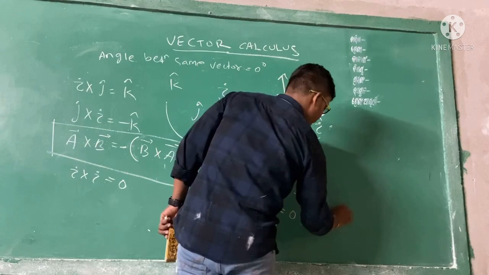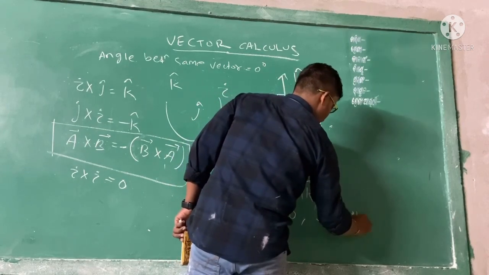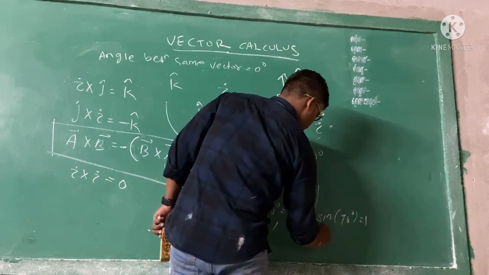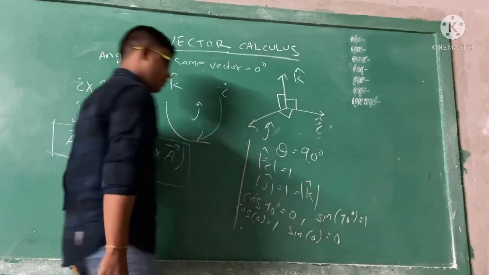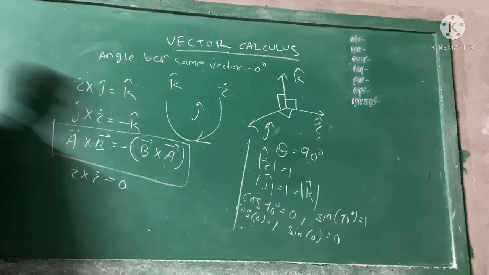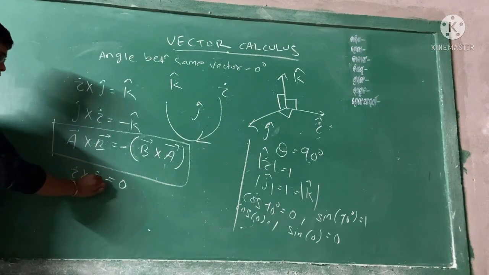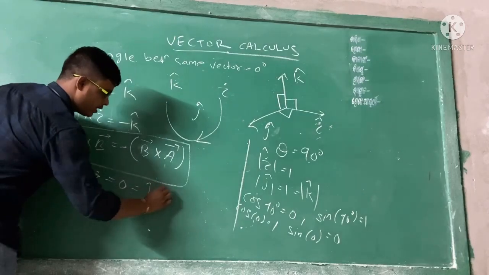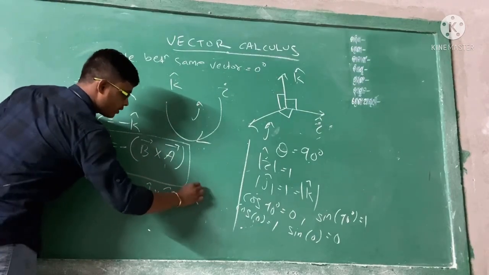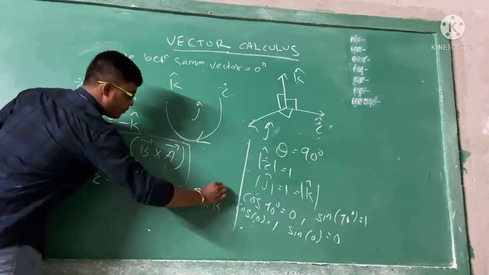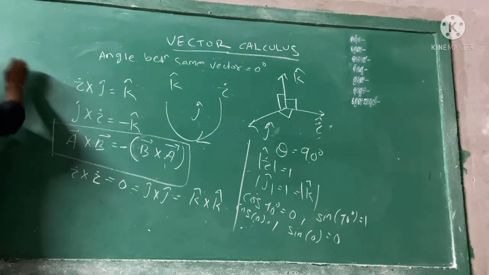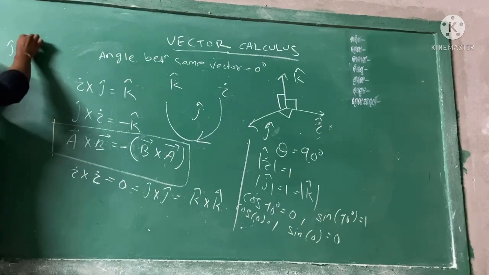The angle between i and i is 0. Sine 90 is 1 and sine 0 is 0. We also know this trigonometry. So the angle between i and i is 0, therefore sine 0 is 0. That's why i cross i equals 0. You remember the formula: a cross b equals magnitude of a, magnitude of b, sine theta into n cap. So i cross i is 0.